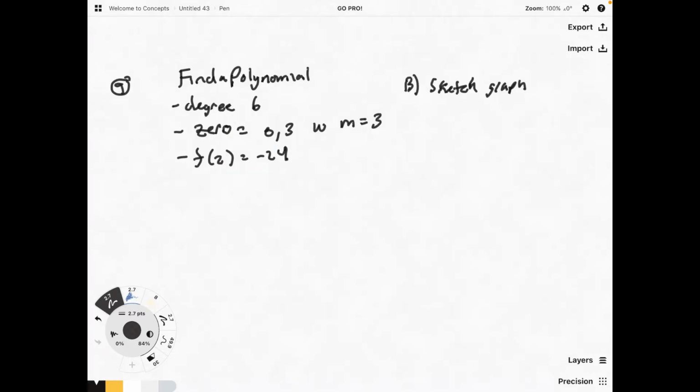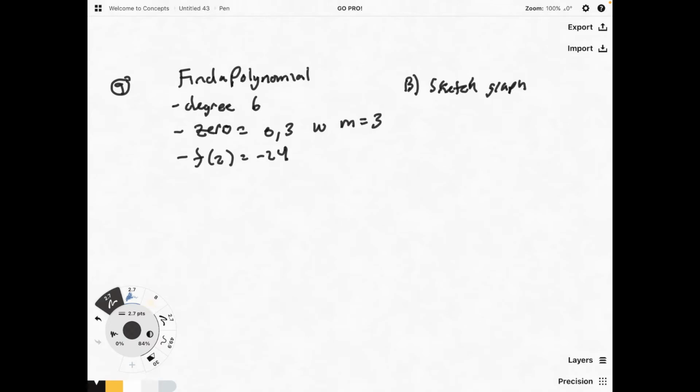All right, in our last problem, part A gives us information and we're trying to find a polynomial. And then part B, we're going to sketch the graph of that polynomial. We are given 3 pieces of information. We know that the total polynomial degree is a 6th degree polynomial. We have zeros at 0 and 3, and each of them have a multiplicity of 3.